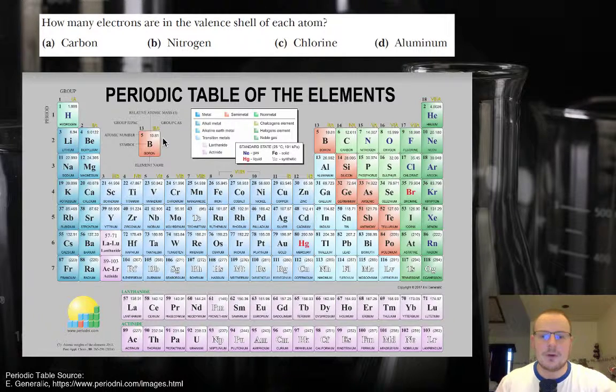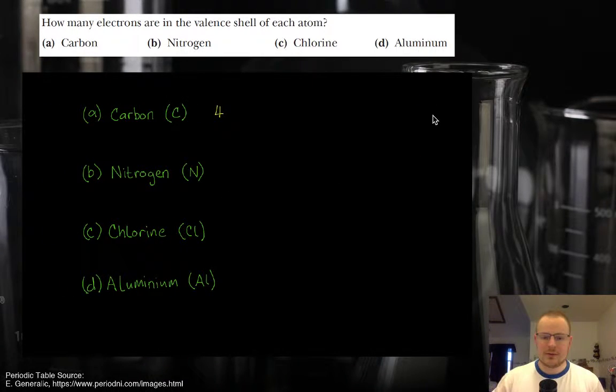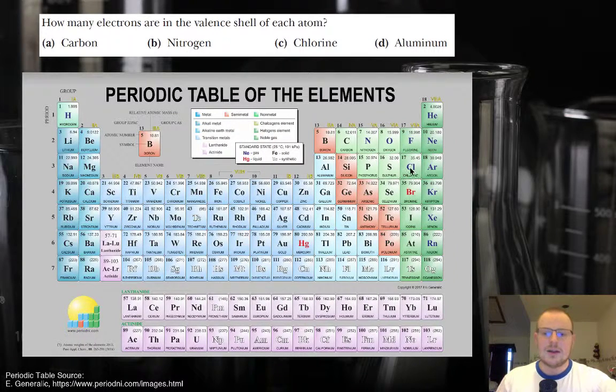Electrons 3, 4, 5, 6, and 7 of nitrogen are all in its valence shell, whereas electrons 1 and 2 are in its first shell. So we'll go back here and say that nitrogen has 5 electrons in its outer shell. Now we'll take a look at chlorine. Chlorine is here. It is in the third period, along with sodium and magnesium and all the rest of them.